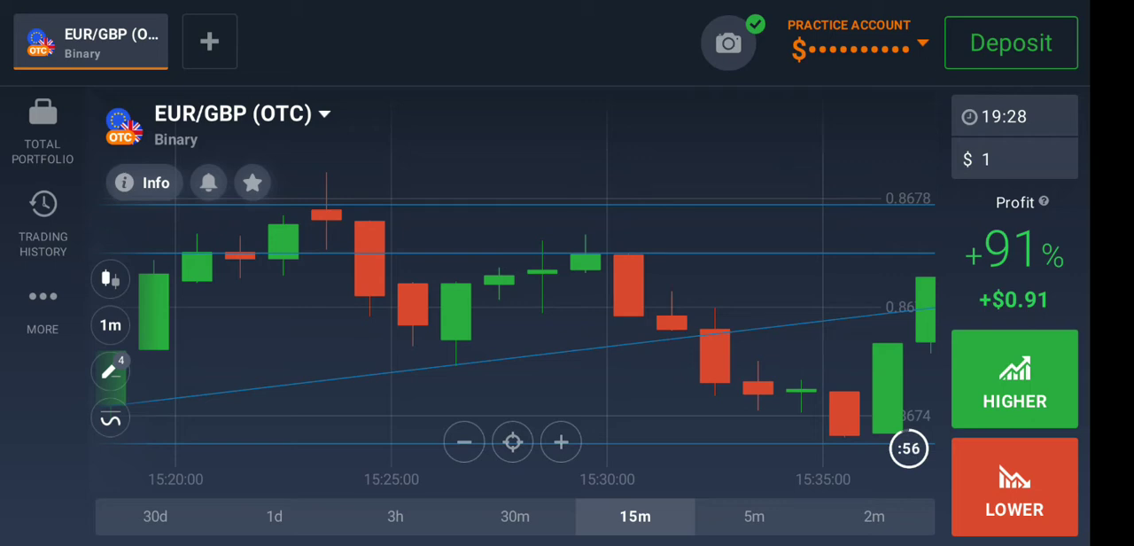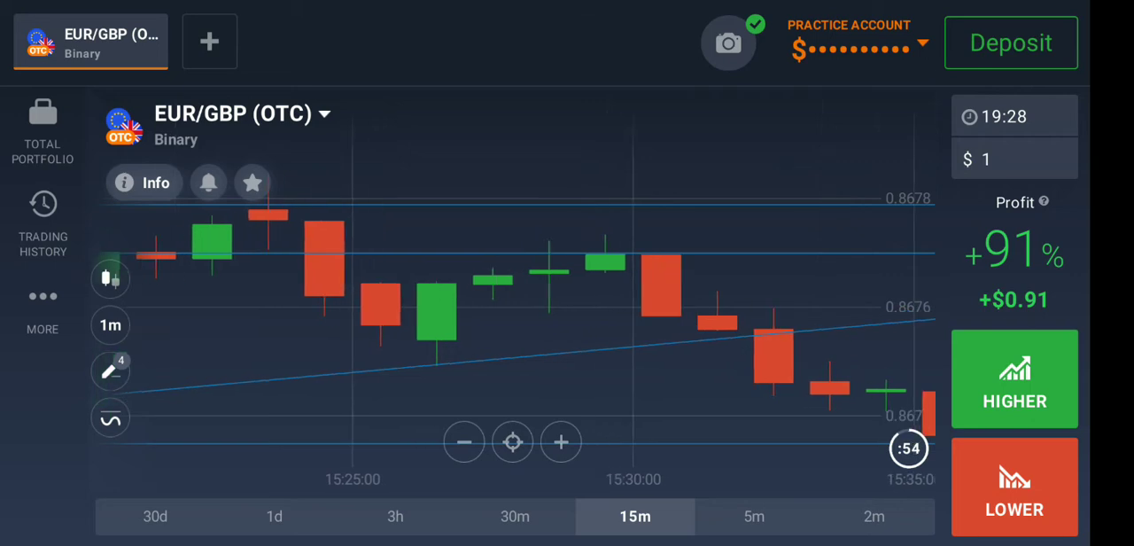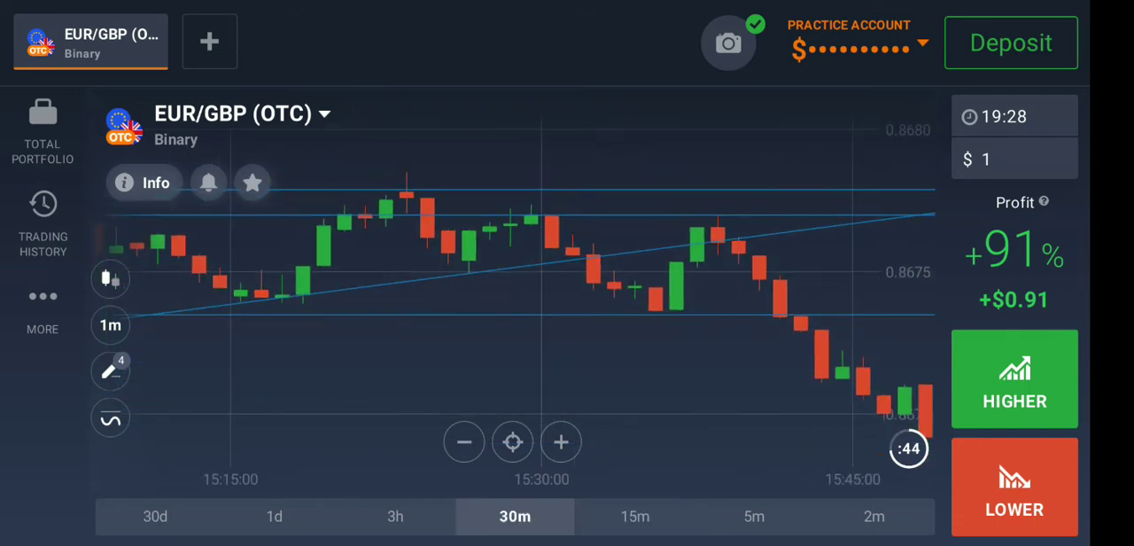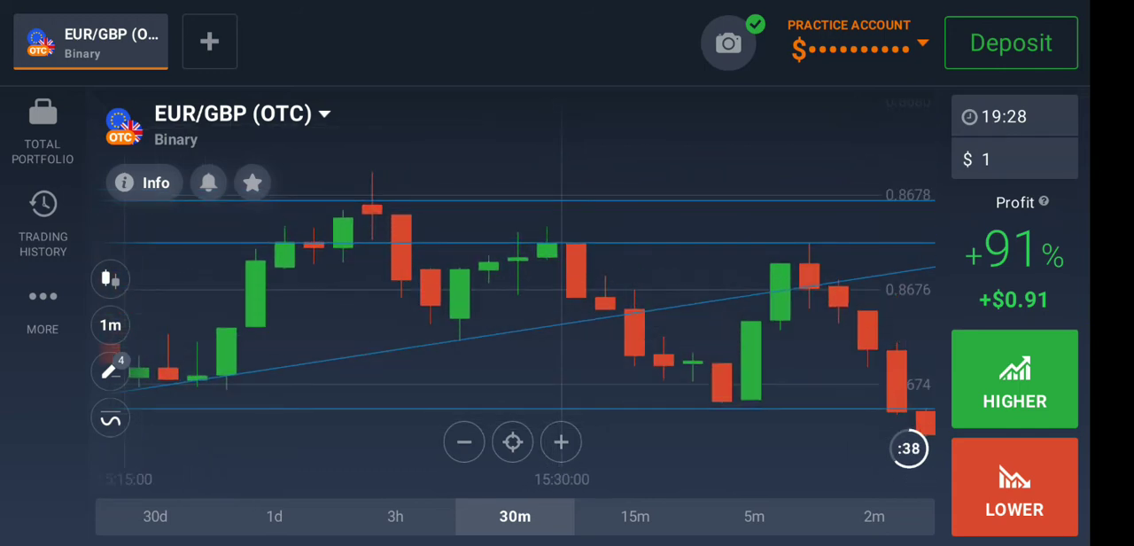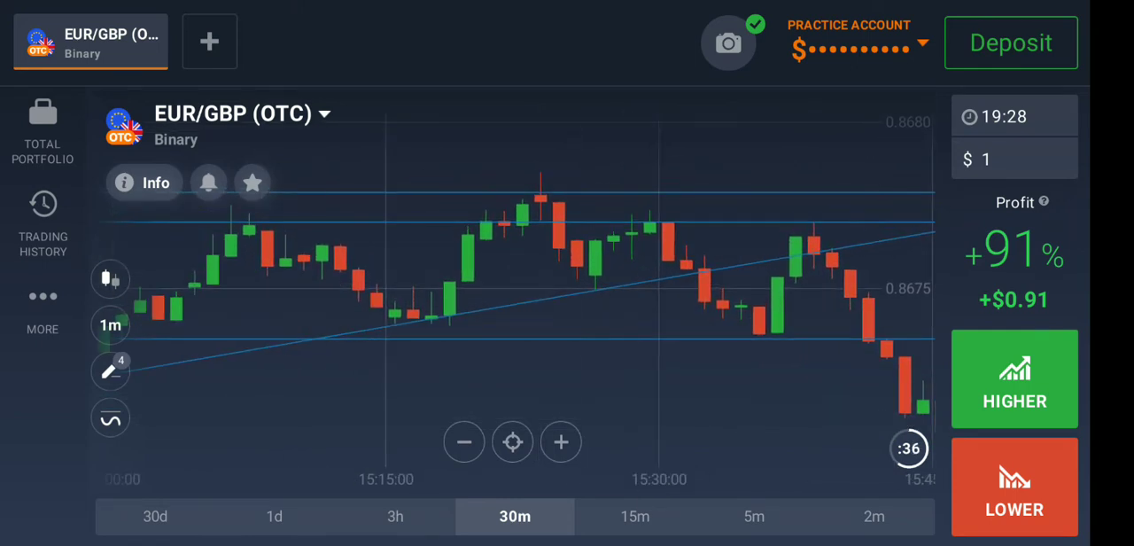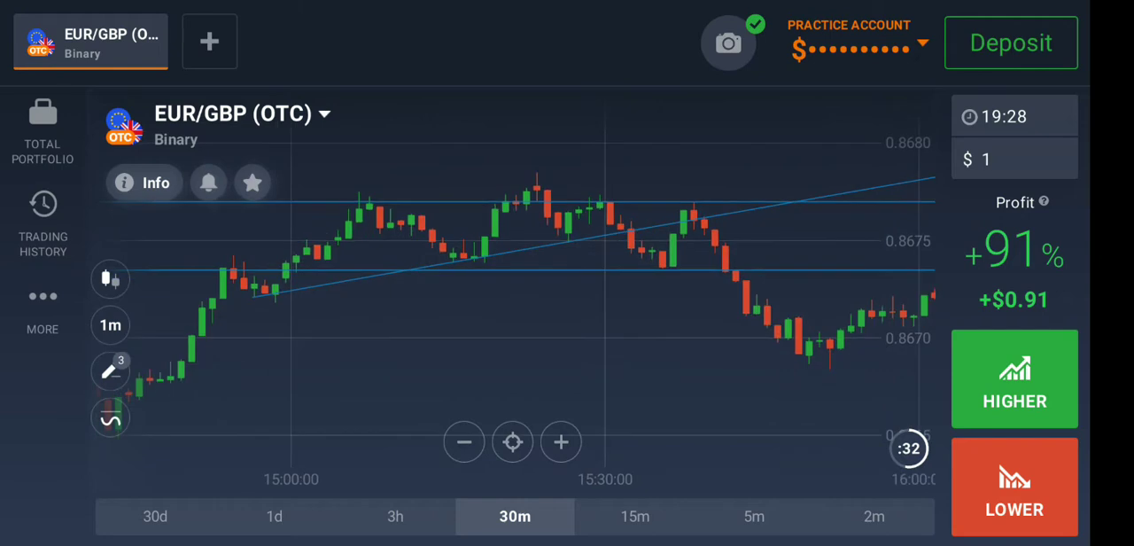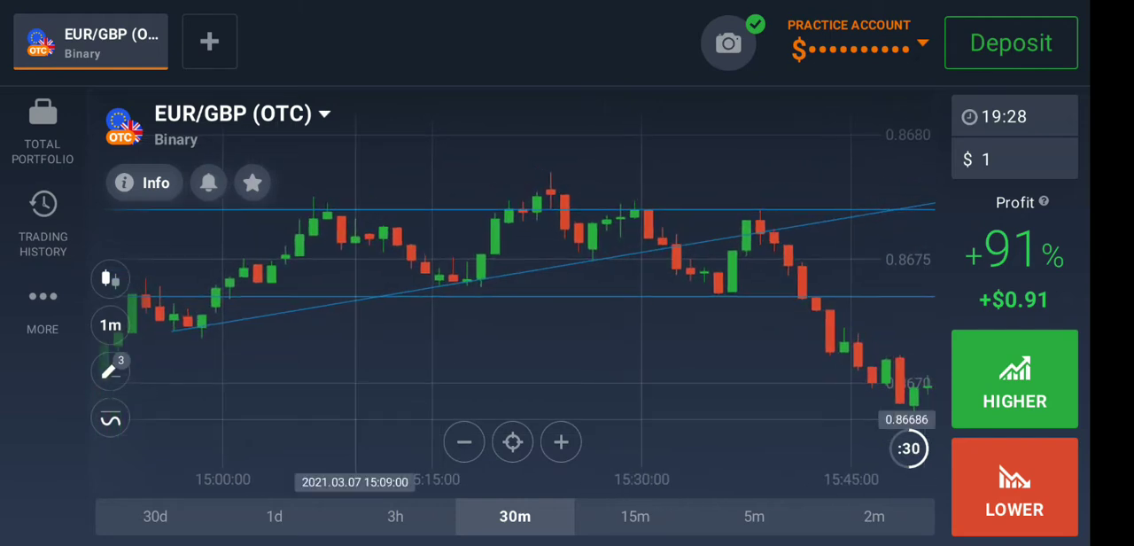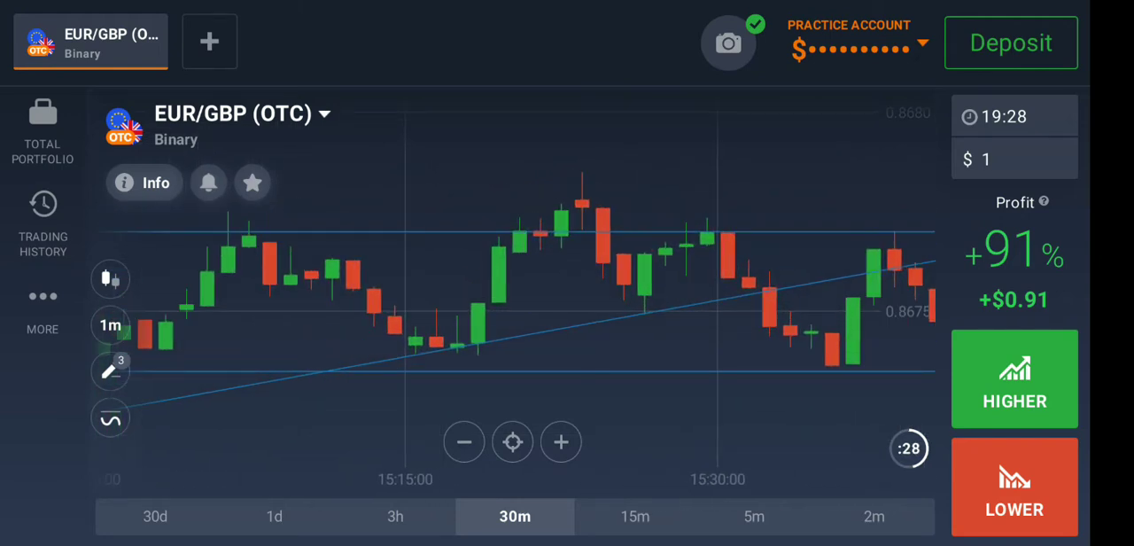So many traders will place a higher option here after seeing this red inverted hammer candle, but it's wrong. It will break this level because it reverses in the middle of the trend and there is no new high. And this is also a type of head and shoulders pattern. That's why the market breaks this level easily.